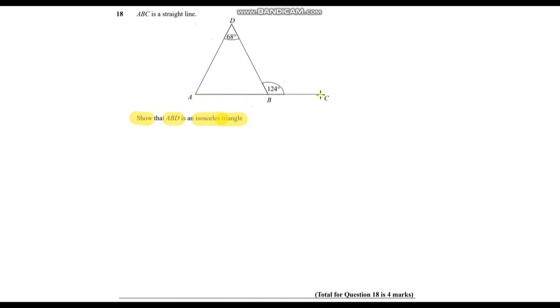We're told that this is a straight line, so we can work out this angle because we know that angles on a straight line add up to 180 degrees. So we can say that angle ABD, that's how we denote that angle. The angle in the middle is always the one we're looking for. We're looking at angle B here, so we would write it ABD, or you could write DBA. That would still be this angle. This angle is going to be 180 degrees minus 124 degrees, which is 56 degrees.